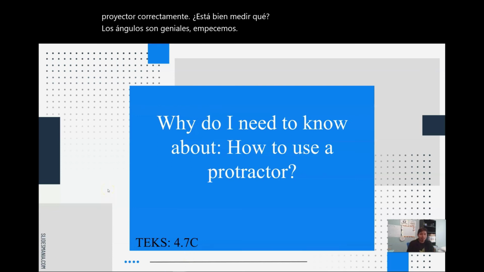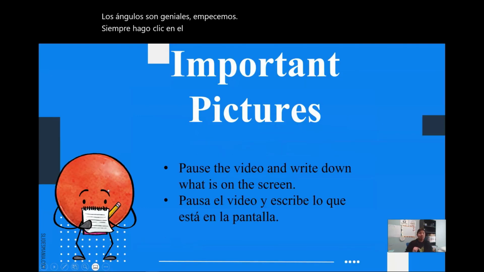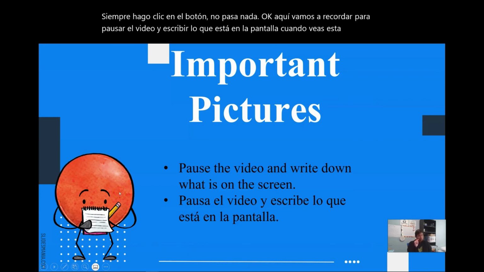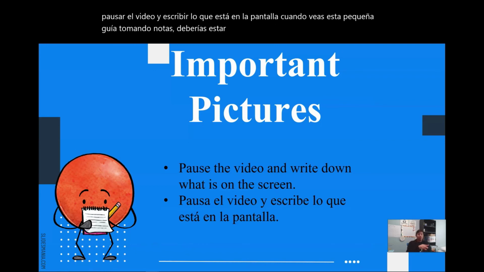I always click that button, nothing happens. Okay, here we go. Remember to pause the video and write down what is on the screen when you see this little guy taking notes. You should be taking notes whenever you see that little guy on the bottom corner, okay? Please make sure you're taking down notes.